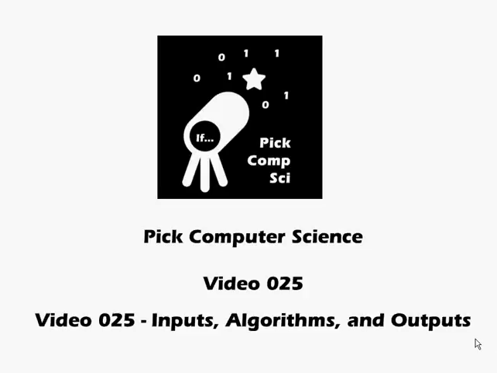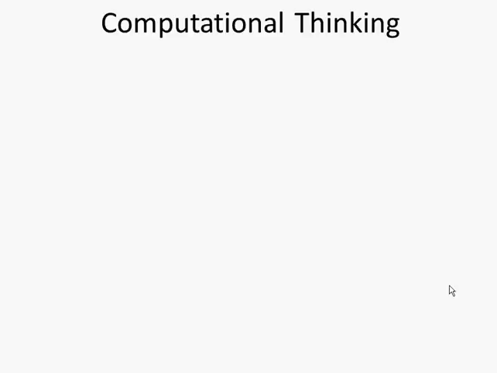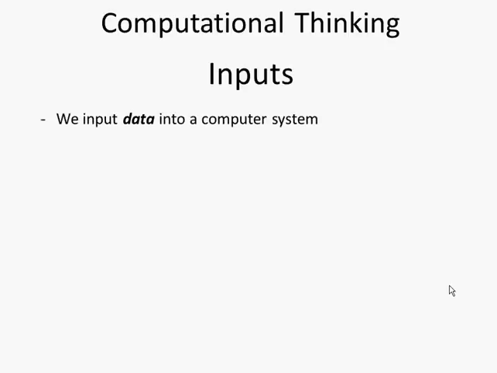Welcome to video 25, where we look at inputs, algorithms and outputs. This is all part of computational thinking, and when we think of inputs as part of computational thinking, we need to make the distinction that when we're inputting data into a computer system, it is data that we are inputting.